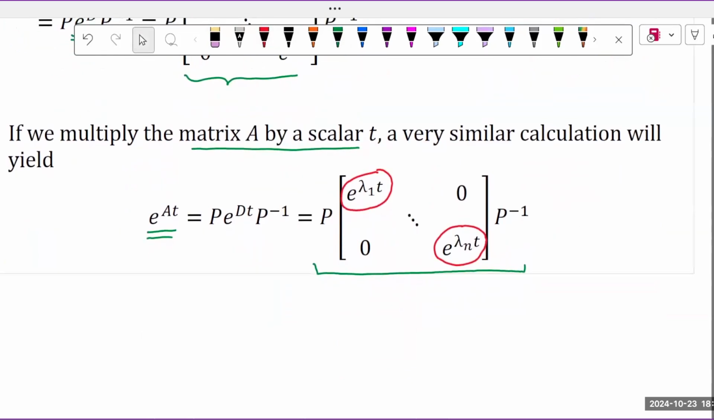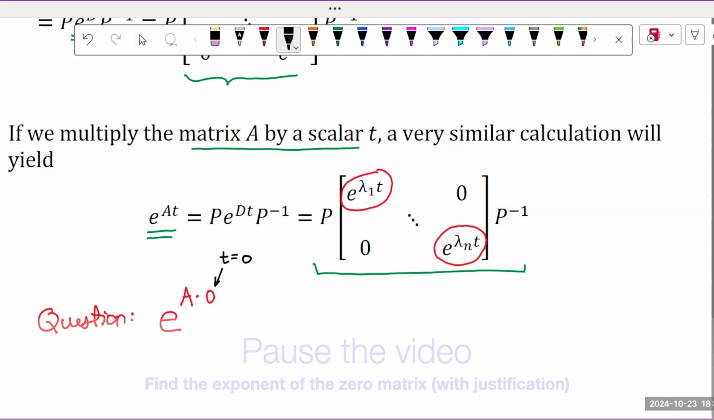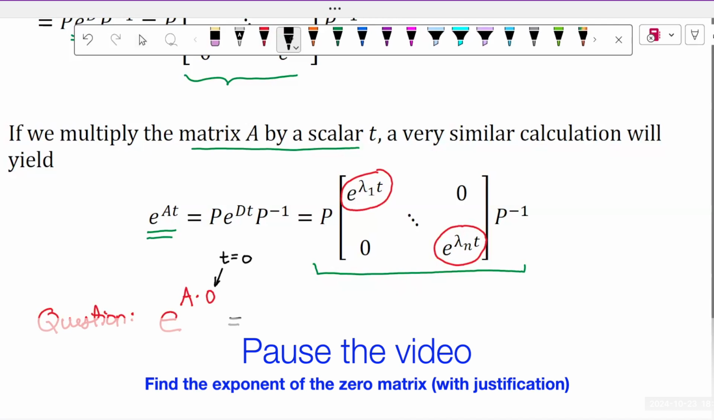Ask yourself the following question. What is e to the A times 0? So in other words, suppose we are starting at time 0. Pause the video and figure out the answer and prove this to yourself.